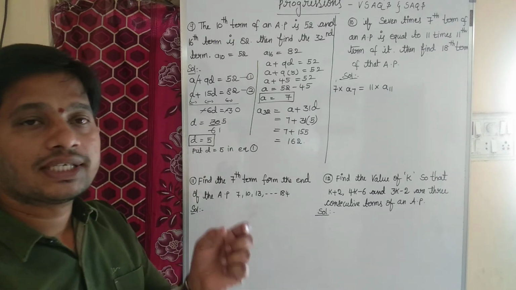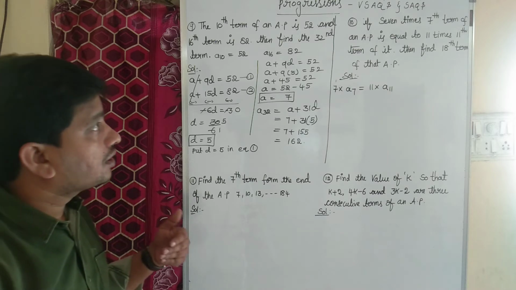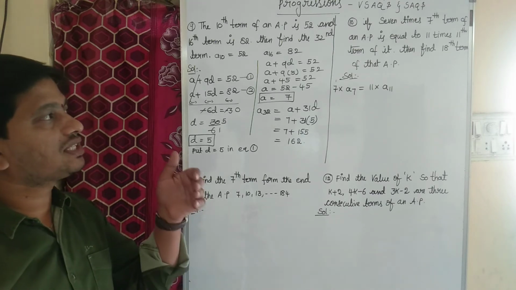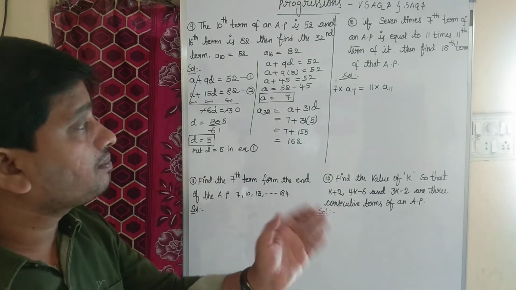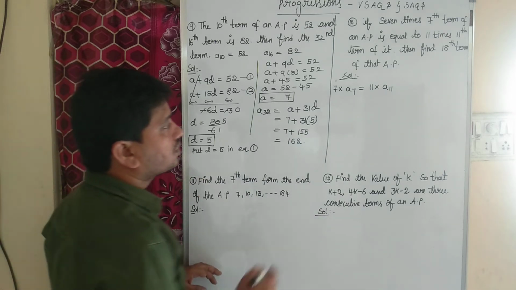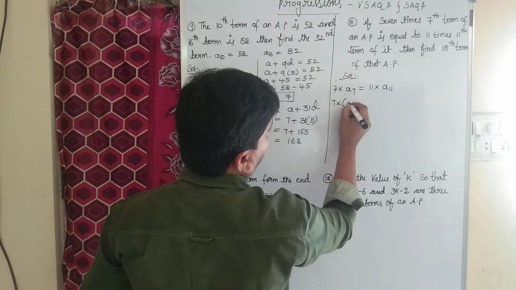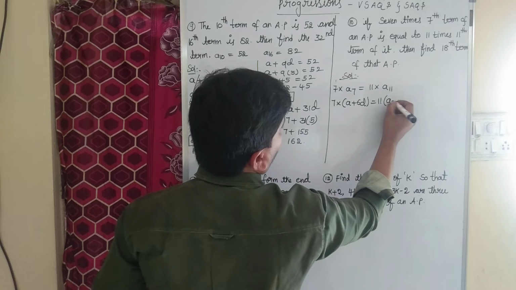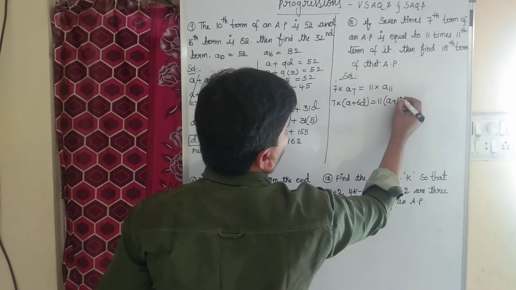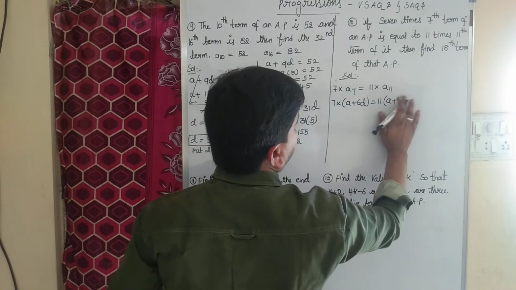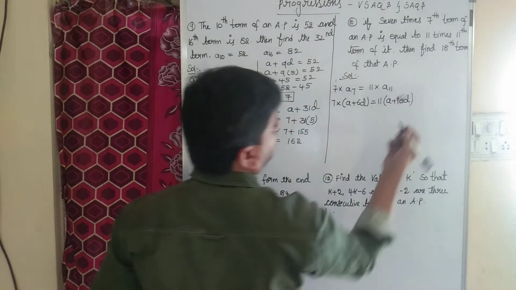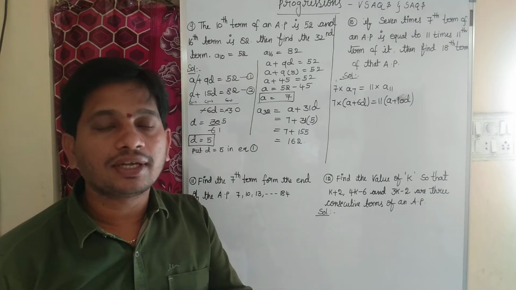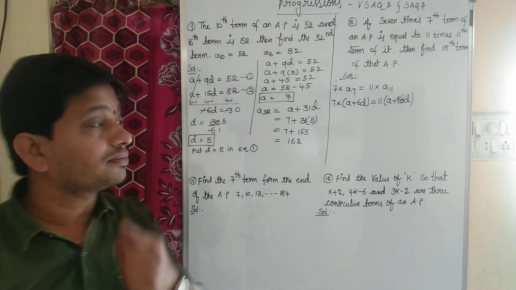7 times the 7th term of an AP, A7, equals 11 times the 11th term, A11. So 7 into the 7th term, A plus 6D, equals 11 into the 11th term, A plus 10D. Is it clear, children? 7th term means A plus 6D. 11th term means A plus 10D.